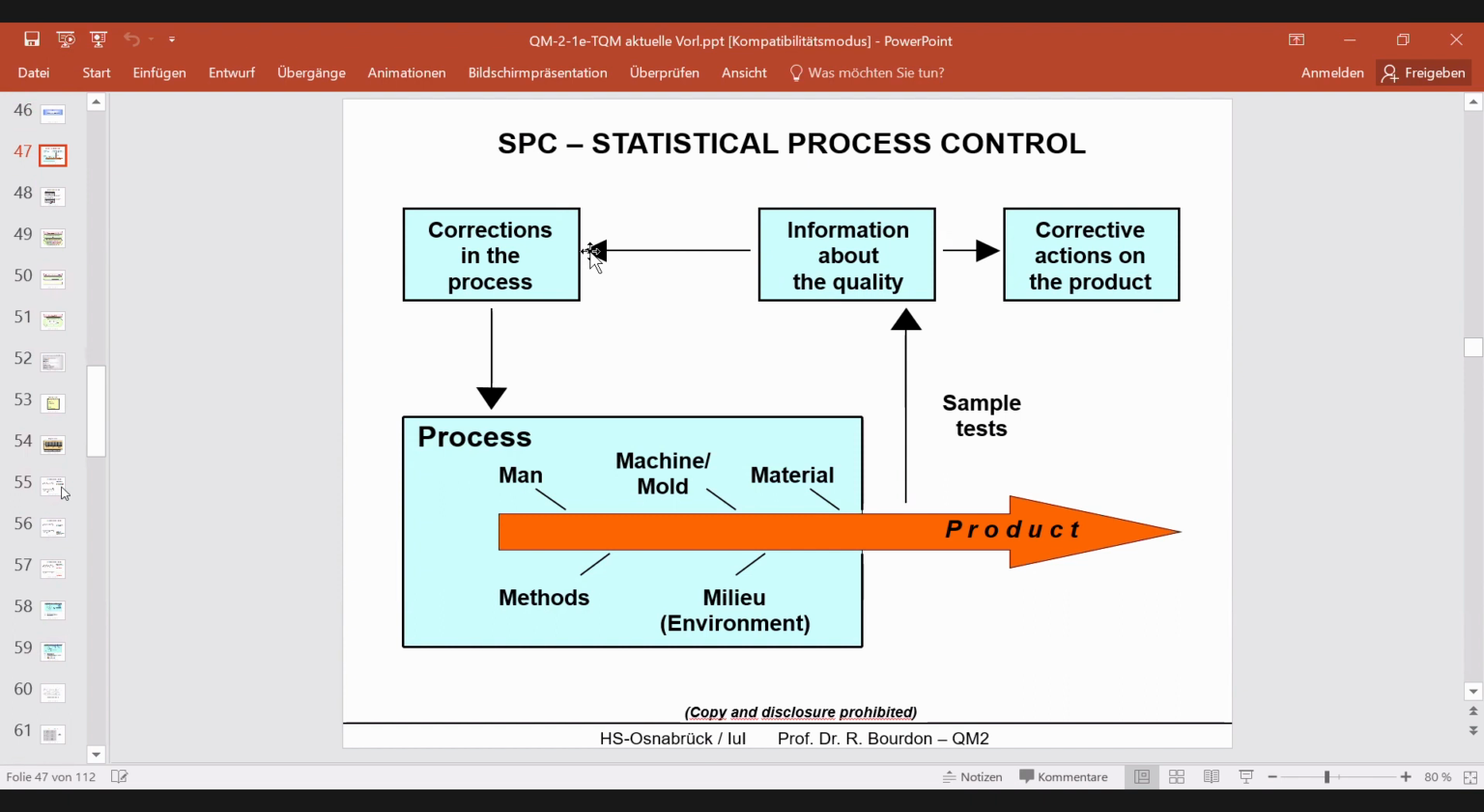The sense or the goal of SPC is to do corrections in the process to bring the quality in the tolerance field again. If the information about the quality is not good, so if you have defects, if you are outside of the tolerance, you must do corrections in the process to get inside the tolerance. So it's a preventive method to optimize the process before you have too much scrap parts or scrap products which you cannot use, you cannot sell. And this is the goal of statistical process control, on the basis of the sample measurements, to make a control of the process.